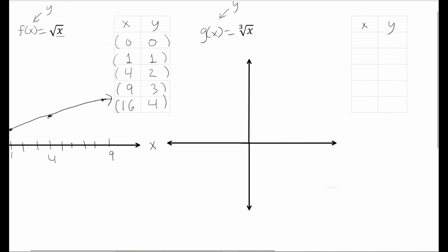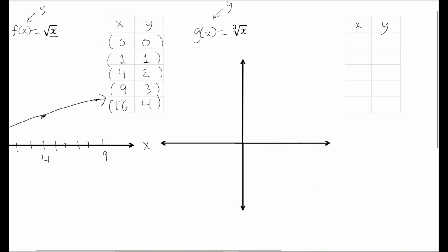Now, if we were to do the cube root of x, we're going to need to choose some other numbers as well. You can have negative numbers here for the cube root of x, because you could take the cube root of a negative number. For instance, we could take the cube root of negative 8, because we know that negative 2 times negative 2 times negative 2 is negative 8. So this works out. If you input negative 8 into the cube root, the cube root of negative 8 is negative 2 because of the above.